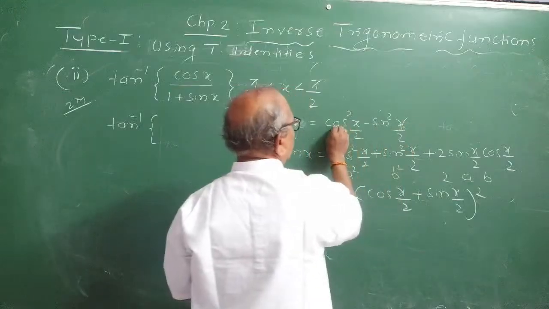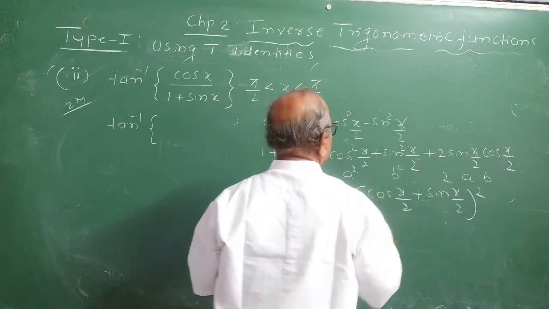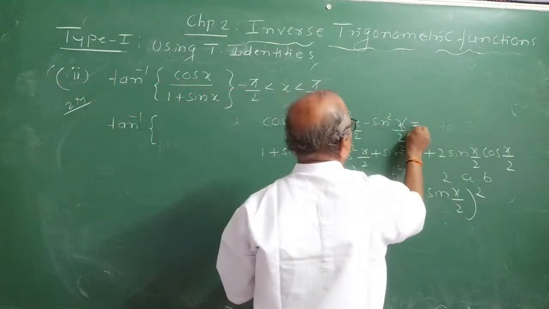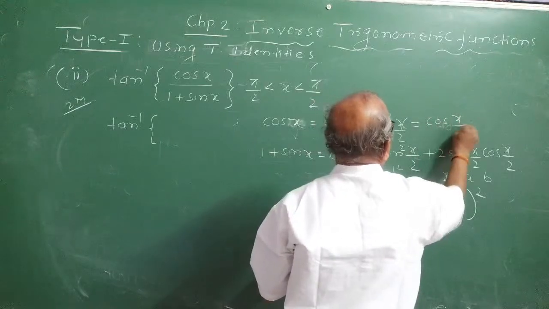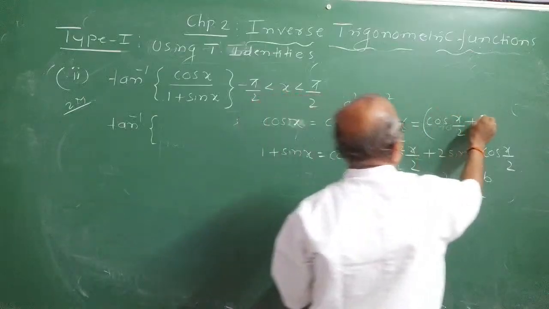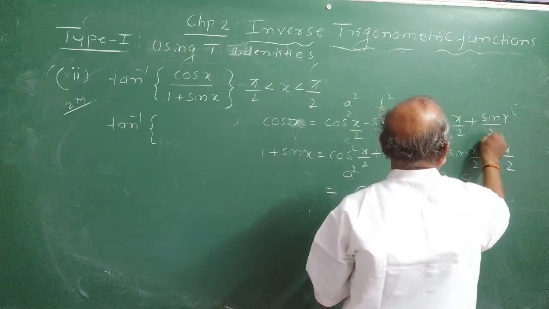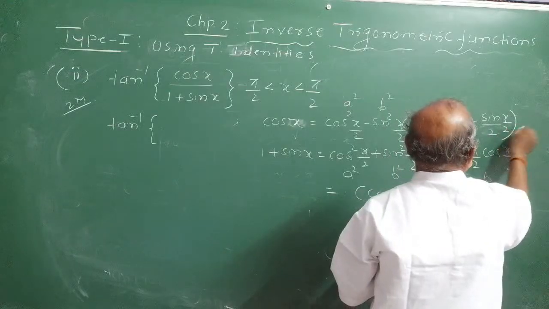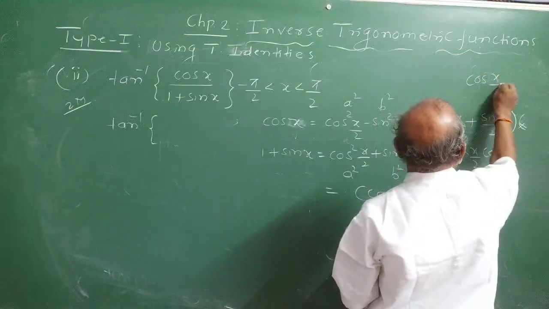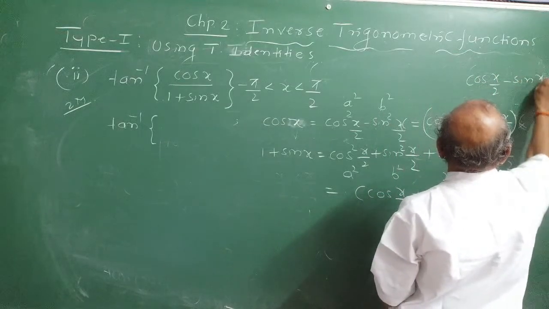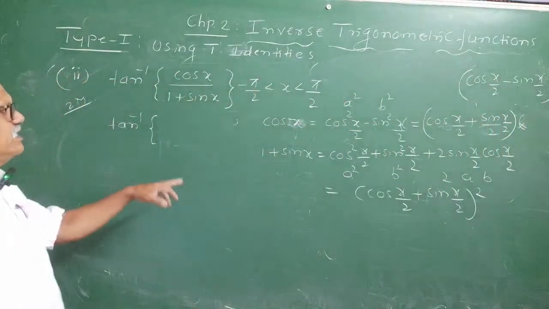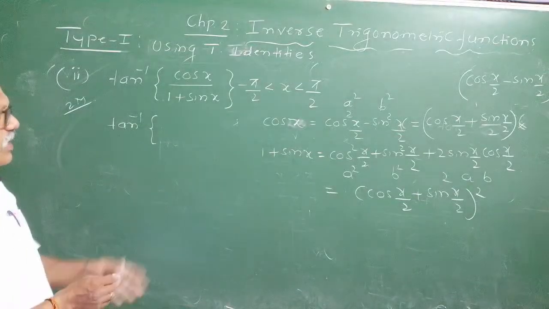Similarly, cos x is equal to cos square x by 2 minus sin square x by 2. Let me write it in the numerator. Is it not in the form of a square minus b square? Using that identity, you can write it as cos x by 2 plus sin x by 2, into cos x by 2 minus sin x by 2. That is a plus b into a minus b. We are using these two identities. Let me write them directly like this.